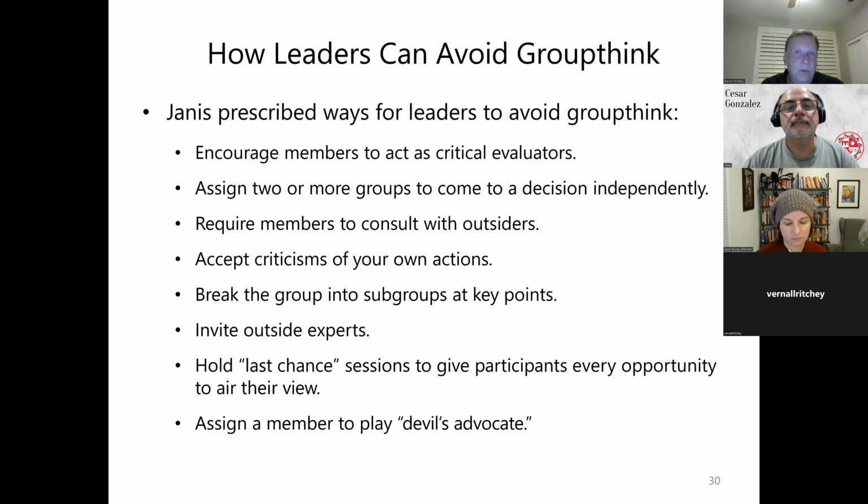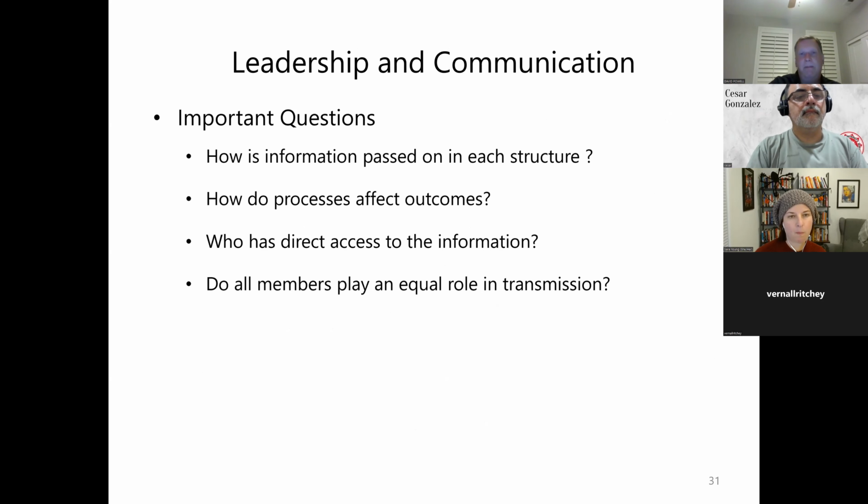So effective leaders are able to manage and eliminate groupthink. They encourage people to be critical evaluators. They have two or more groups that come to decisions independently, so you can compare how those groups came to those decisions. They require consultation with people outside of the groups. They accept criticism of their own actions. They break groups into subgroups, use outside experts and consultants, have people play devil's advocate. A lot of strategies that leaders can use to manage groups to avoid groupthink and make sure that groups are actually having a positive impact upon the organization.